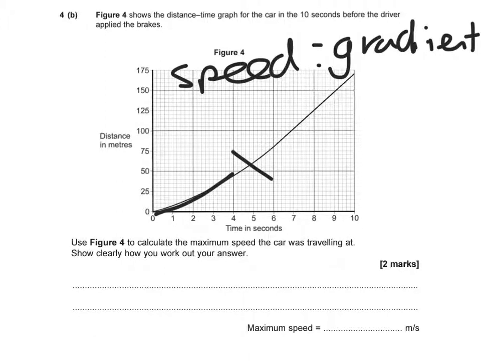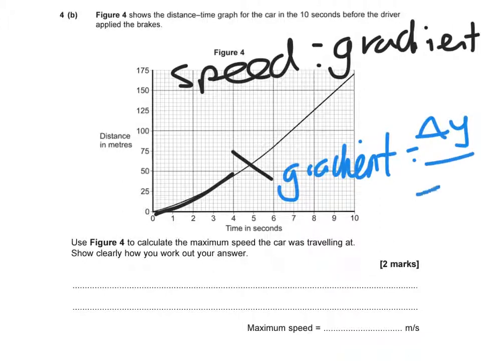To work out the gradient, remember, gradient equals the change in y over the change in x. I've used a delta symbol to explain change in. So we need to find out the change in y and the change in x. To do that, we need to choose 2 points on the line. I'm going to choose this point here and this point here.